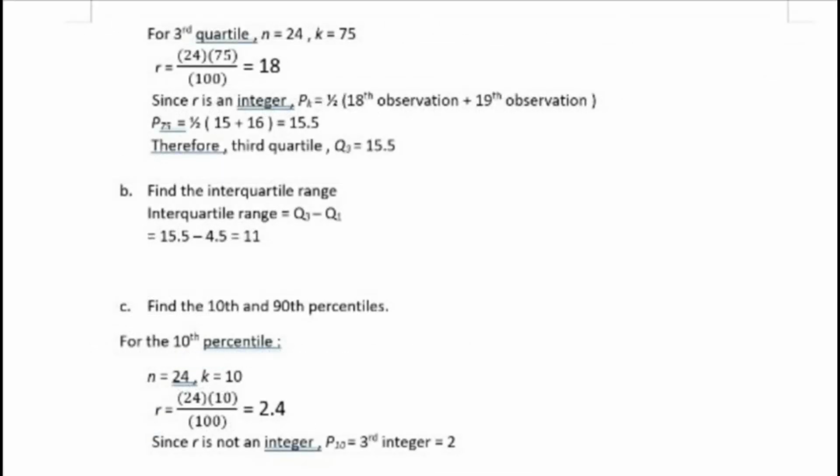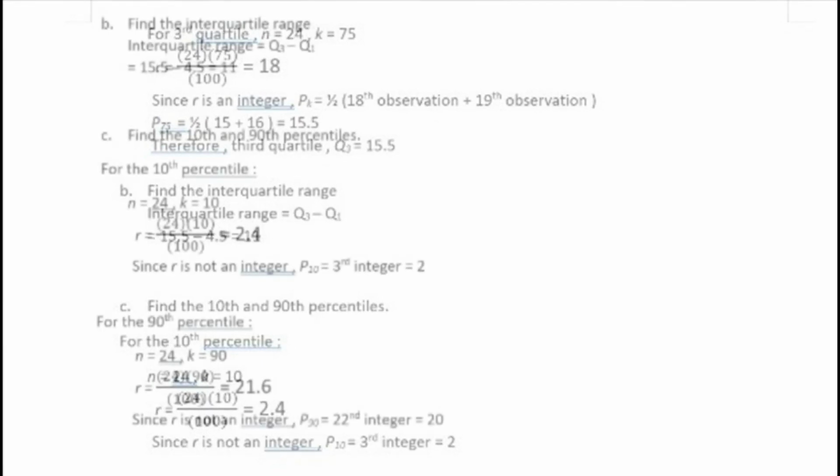Next, for the third quartile, same goes. I use the equation R equals nk over 100, and I got the answer 18 as k equals 75. Since R is an integer, Pk equals 1/2 of the 18th observation plus the 19th observation. Therefore, the third quartile equals 15.5. For part B, find the interquartile range. As the formula for interquartile range is Q3 minus Q1, I got the answer 11.